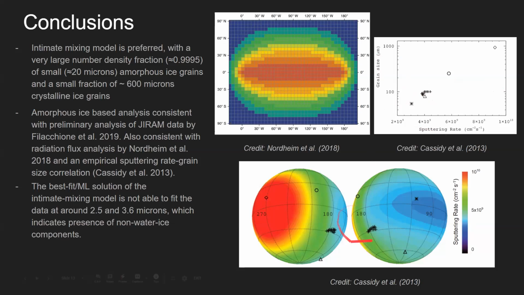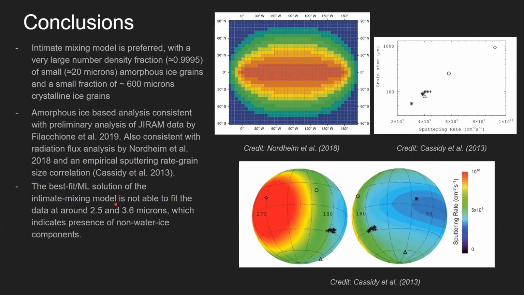If you look at the bottom map, this is a map of the sputtering rate of Europa. The region where our data comes from, somewhere here in the leading hemisphere, has a very low sputtering rate. So you would expect the smaller size grains to survive here and to be visible in the data. This is basically what this correlation is showing, and our results are consistent with this empirical correlation that has been found.